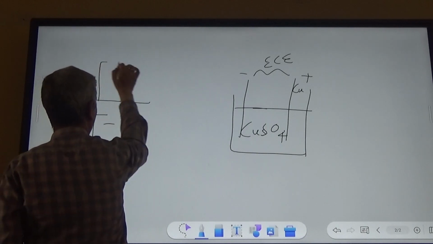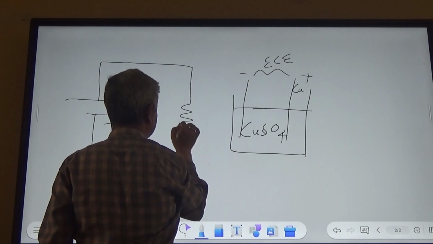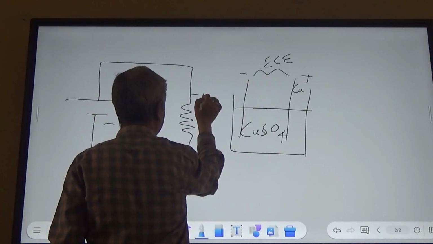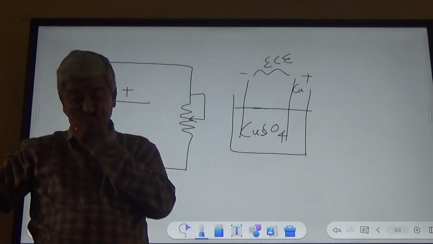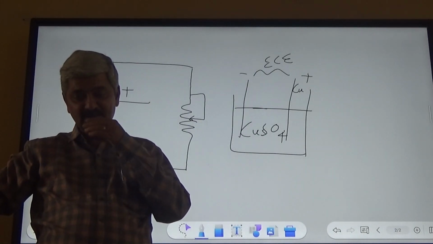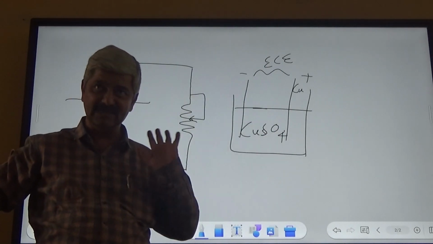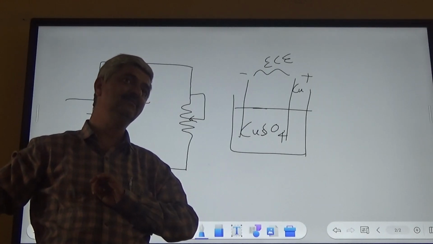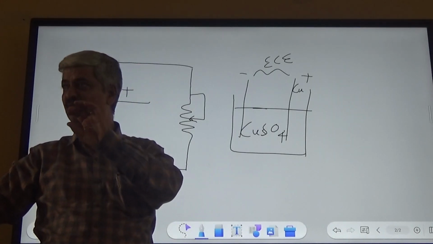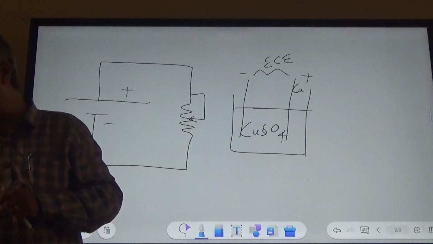Right? And I have got this. And now I have got a variable resistance here. Now I connect some resistance. What will happen? Current will flow. Right? If I reduce the resistance, what will happen? Reduced resistance will require more current flow. Current is what?